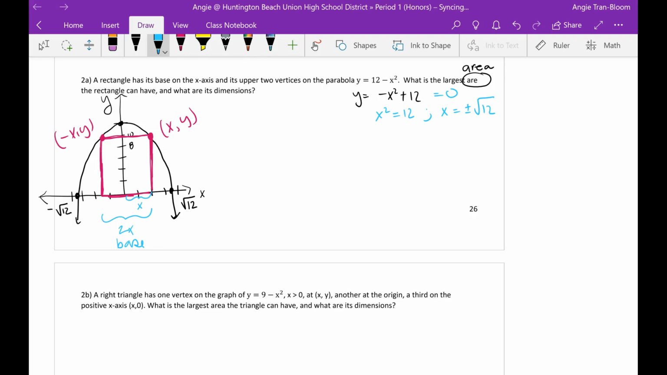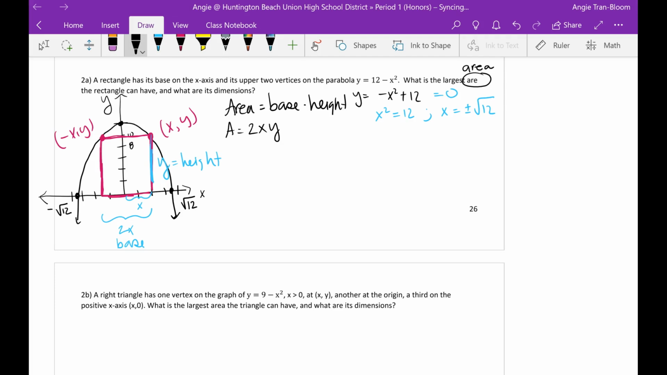Then the height, because that point is (x, y), the height is just y. So the height does not need 2y. It's just the base that you need to be careful with. So that's your height. We're talking about the area again, so area equals base times height. Keep in mind your base is now 2x and your height is just, let's use the variable y.